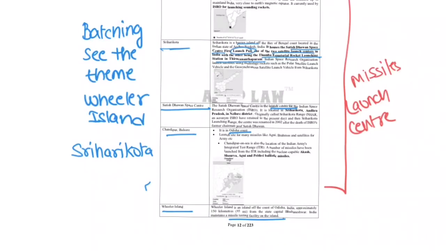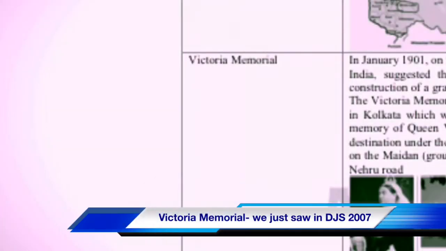We've taken all the places in the various themes that have been asked, and we've batched them up, and we've also added pictures so it's easier for you to understand where they're located, how they look. You will have a better memory. So these all on page 12 are related to missile launch centers, and we've batched them up. Then you can see we have Thromboy, Dargah of Mainuddin Chisti, Rani Ki Vav. All of these are repeatedly asked. Now, Jagannath Temple, we saw it in one of the papers. Konark, so often asked. Puri, Chilka Lake.